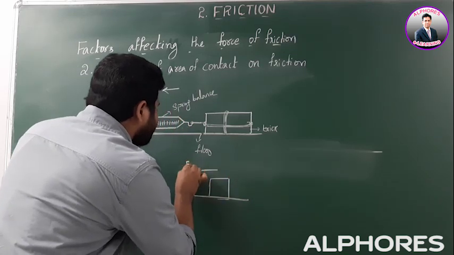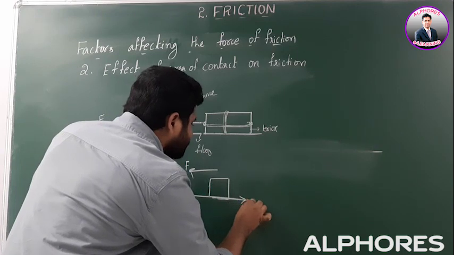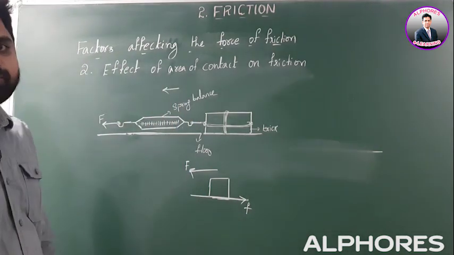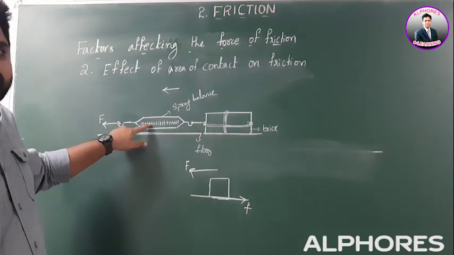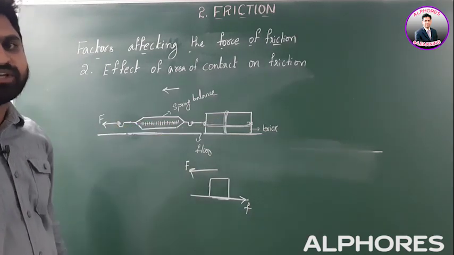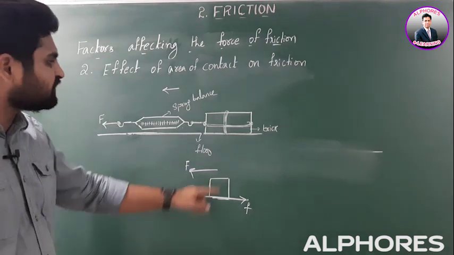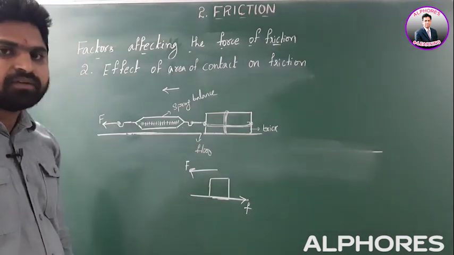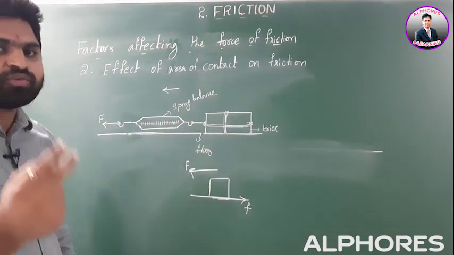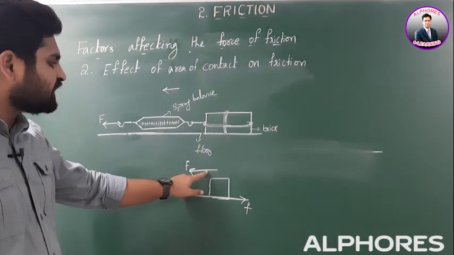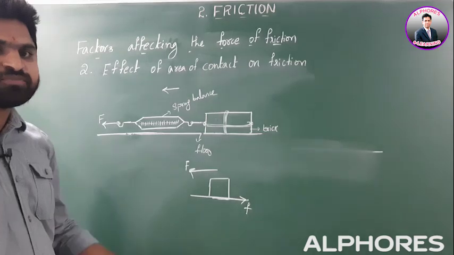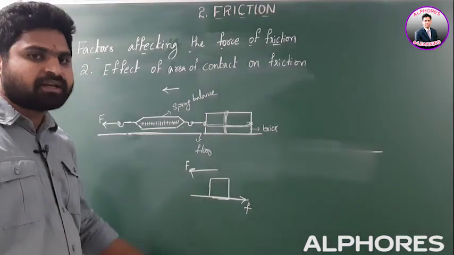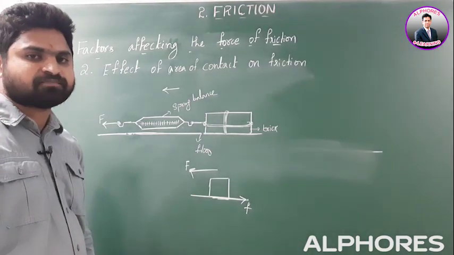Applied force acts in this direction, and the force of friction is opposite to the applied force. When you apply force on the spring balance, the brick may not move. It is because of the frictional force between the brick and the floor. So there are two forces acting on this brick: one is the applied force, and the other is the frictional force. It is just because of the frictional force that the brick may not move on this floor.